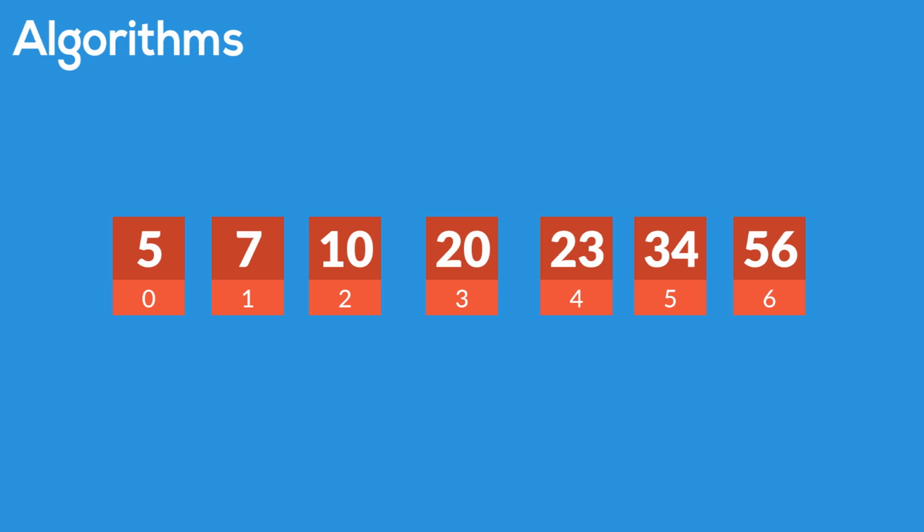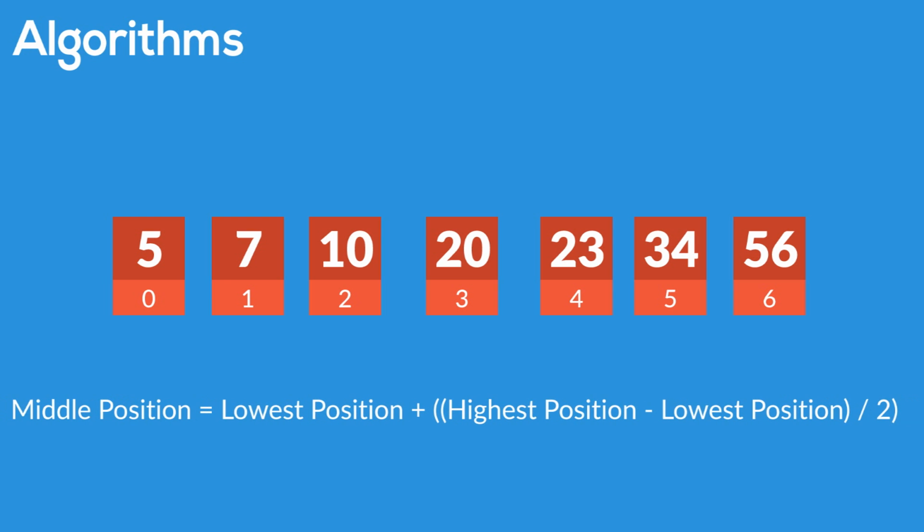Okay, let's say the program needs to find the position of the value 23. Rather than checking every single position to see if it's there, we have a much faster, more efficient solution, and it's called binary search. First, we have to find the middle value. The computer works this out by taking the lowest position and adding it to the highest position minus the lowest position, and then you divide that by 2. So 0 plus (6 minus 0) divided by 2 is 3. Therefore, our middle position is 3, which is correct.